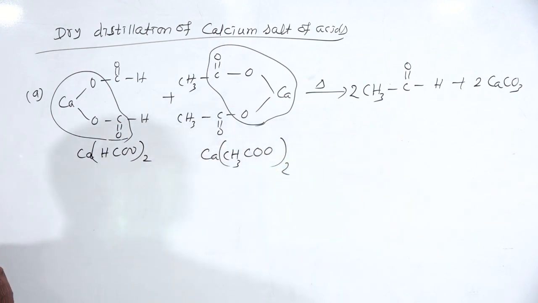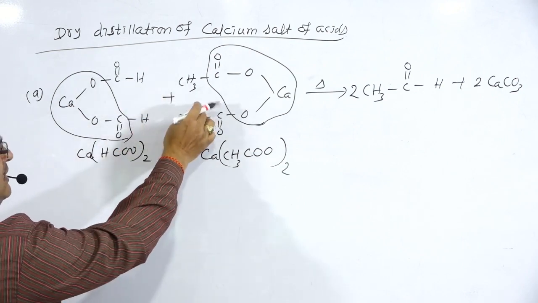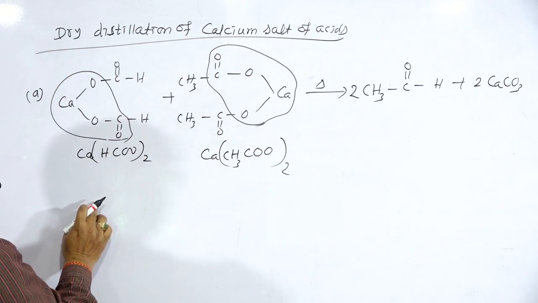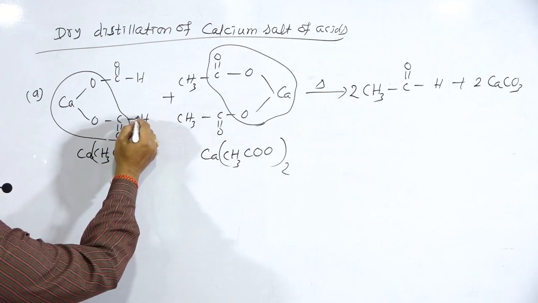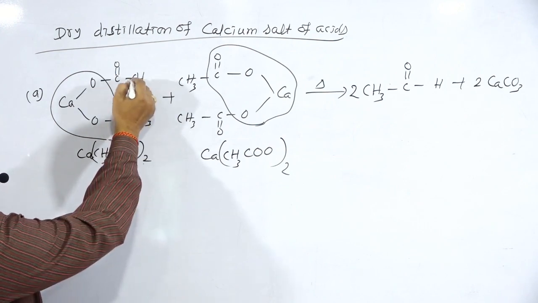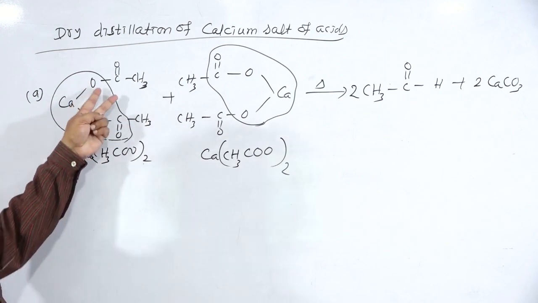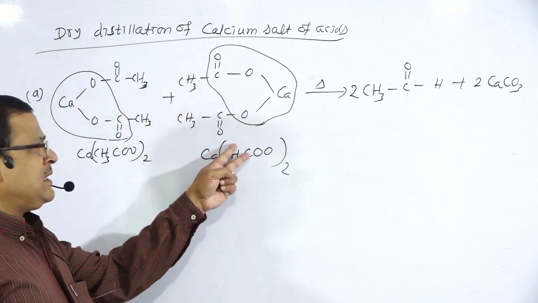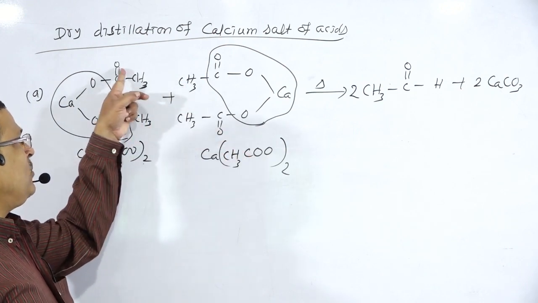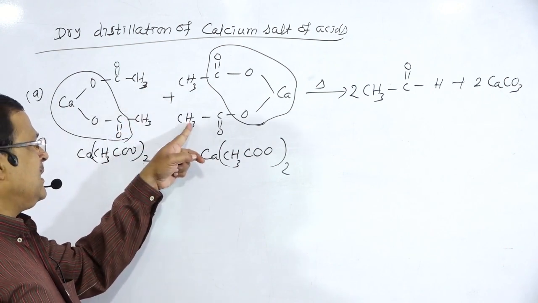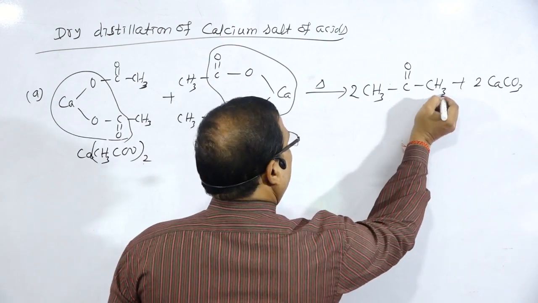If we take only calcium acetate, (CH3COO)2Ca, what will be the product? CH3COCH3. There is the formation of acetone.